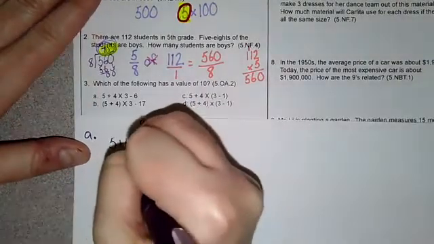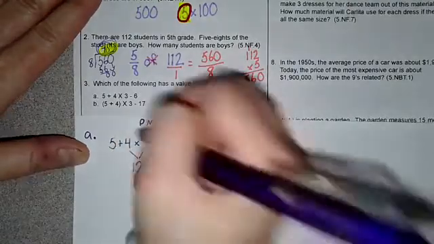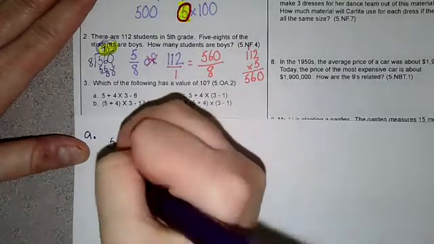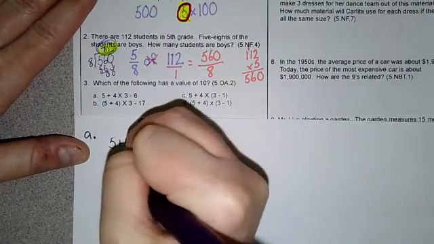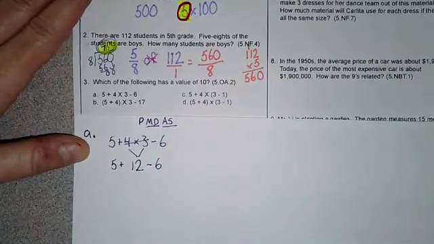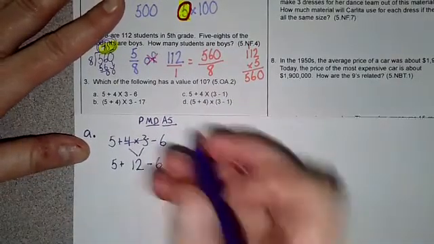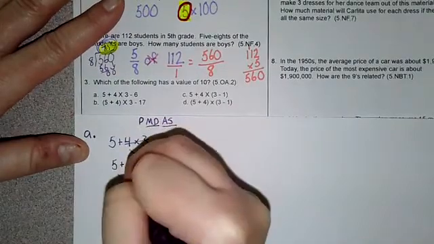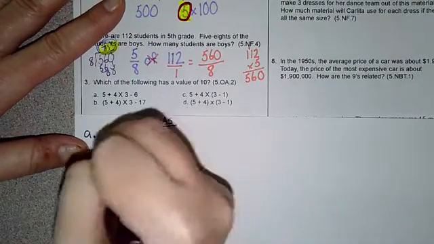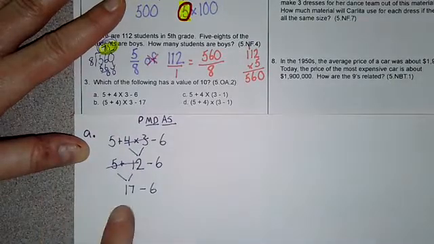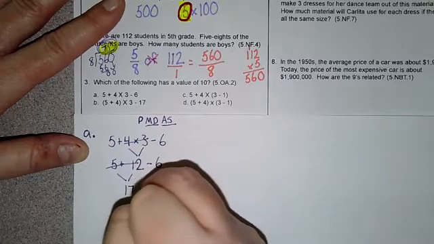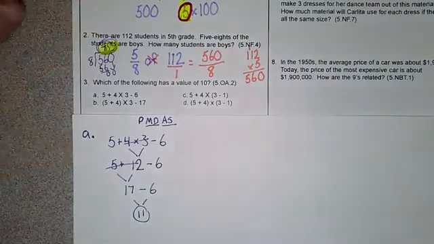Write 12 here, and cross off that part. And then write in the rest of the problem. 5 plus 12 minus 6. All right, now I'm going to do the addition. I've got 5 plus 12 is 17 minus 6, because I can cross that out. Then 17 minus 6 is 11. And we are looking for an answer of 10.